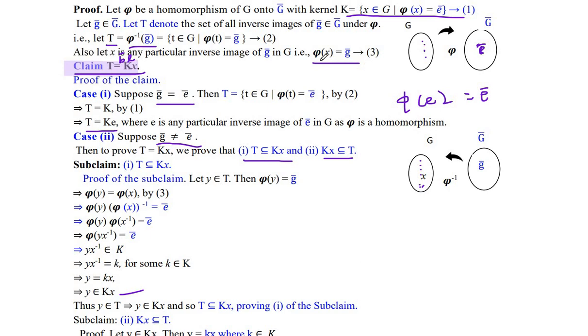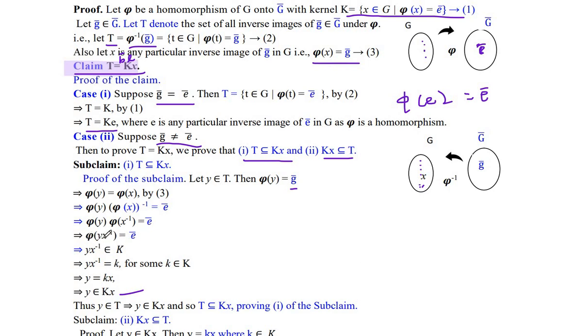Now by equation 3, phi of x is G bar, so you replace your G bar by phi of x. And this is a group equation in G bar. In G bar, every element has an inverse. So we post-multiply by phi of x, the whole inverse, and the right side becomes the identity element E bar, and this is what we have on the left side. Now because phi is a homomorphism, phi of x, the whole inverse, can be rewritten as phi of x inverse. Again, phi being a homomorphism, this can be rewritten as phi of yx inverse. So phi of yx inverse is E bar.